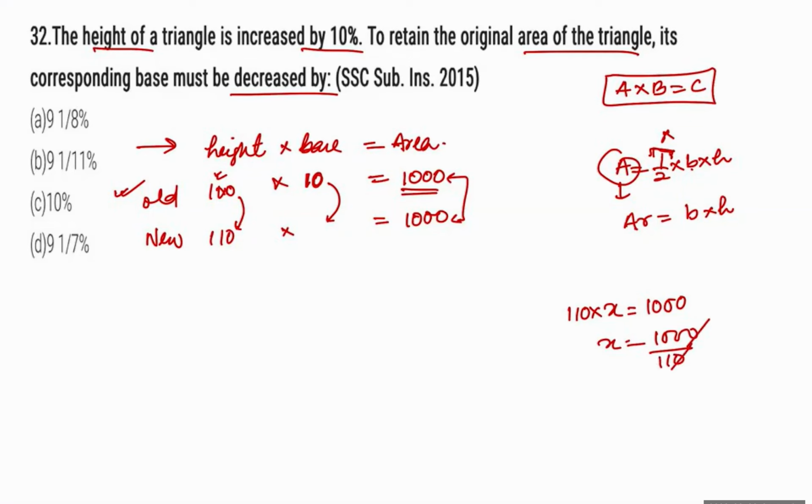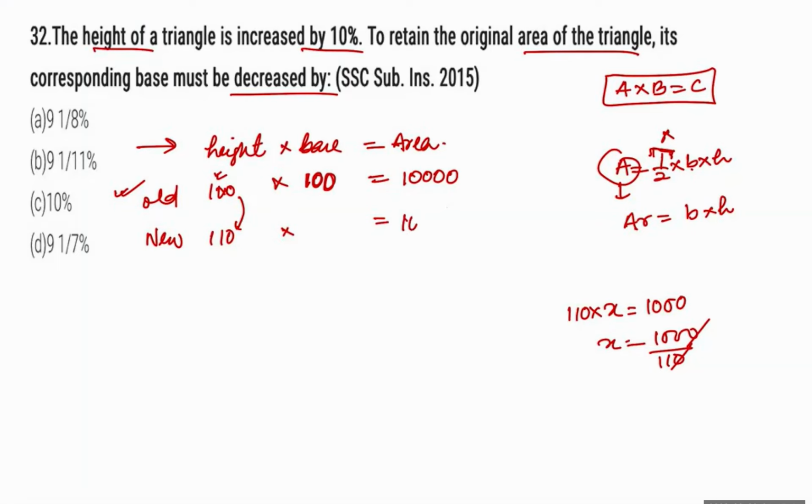0, 0 cancel, 11 by 10, so 10 by 11. The base was 100 originally. 1,000 into 1,000 gives 10,000, and 10% increase gives 110.